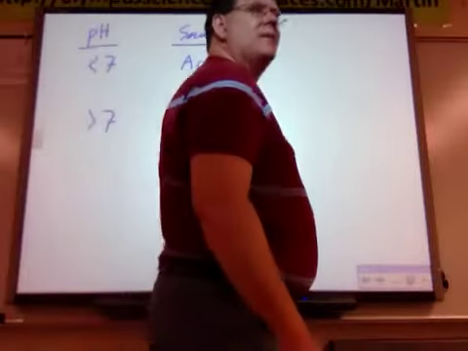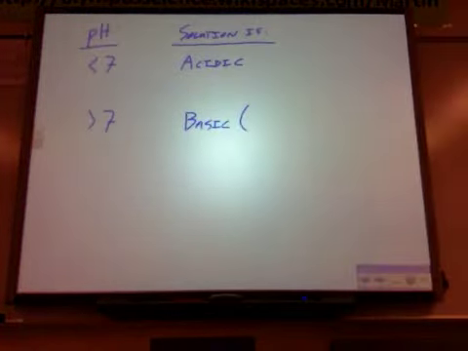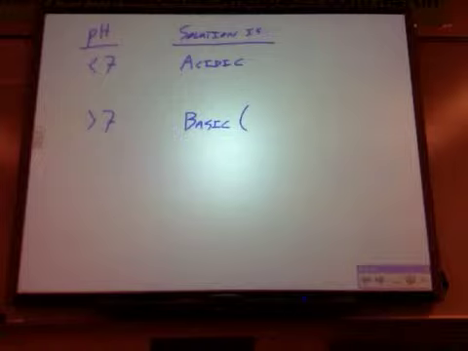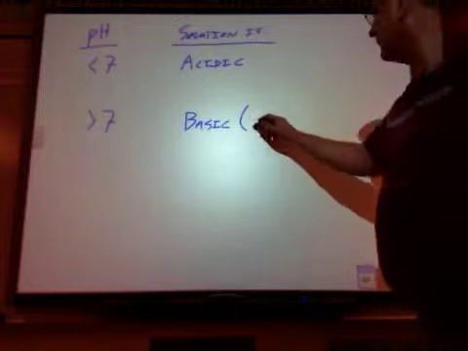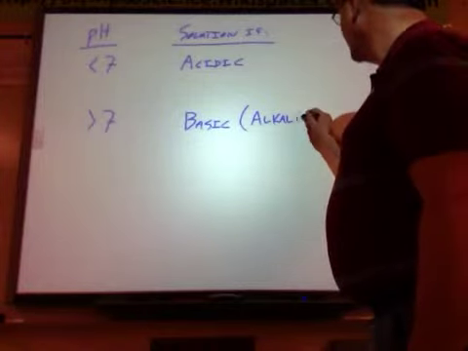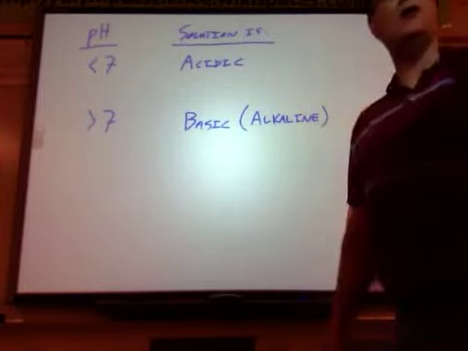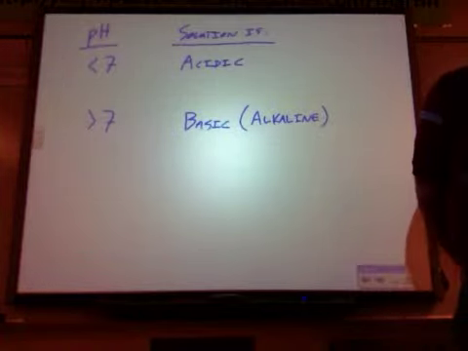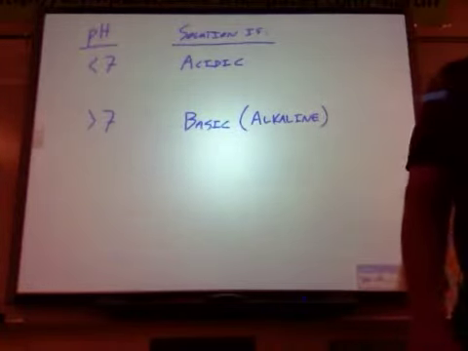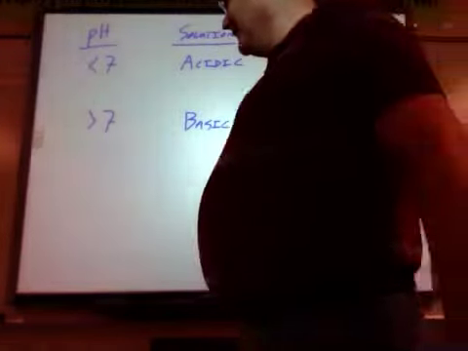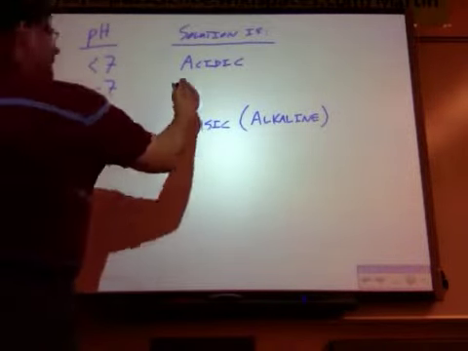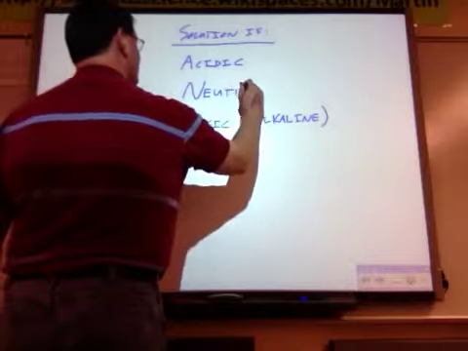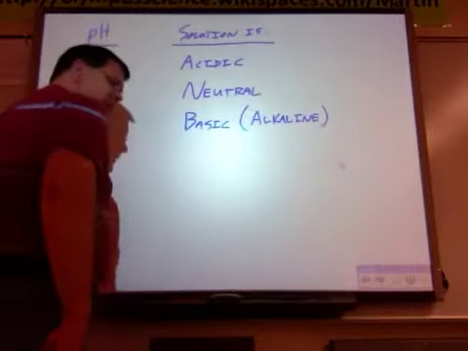Or what's the other word we used for basic when we were learning way back in honors about the different families of elements? Specifically groups 1 and 2. Alkaline. Basic or alkaline means the same thing. Is there a fancy word for acidic? Not to my knowledge. And of course, if it's equal to 7, then it is neutral. Okay?